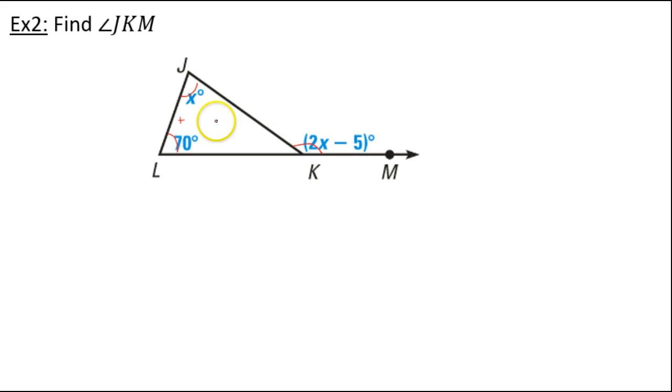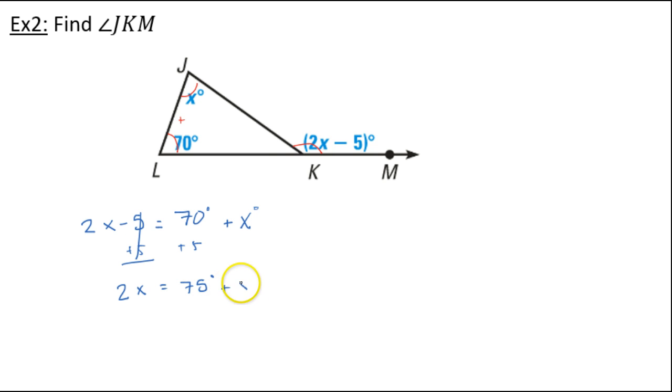So if my exterior angle is equal to L and J, we just have to write this down. We say, hey, that's 2x minus 5 should equal the sum of those opposite, non-adjacent angles. So we have 70 degrees plus x degrees. We just solve for x. We go plus 5, plus 5. This goes away. We end up with 2x is equal to 75 degrees plus x.